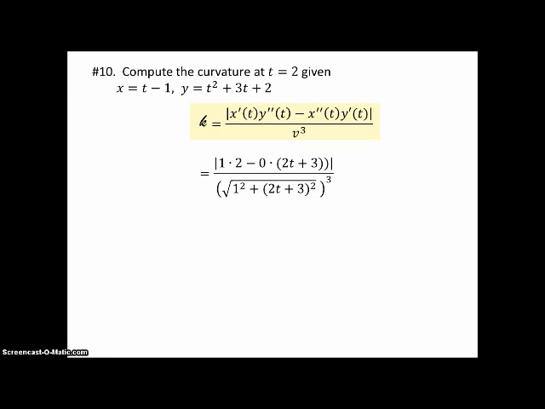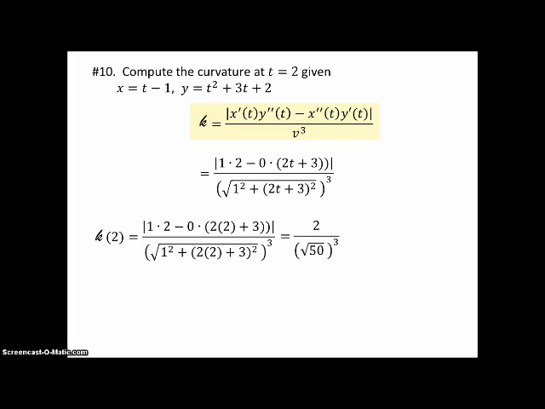And then we square the first derivatives in our formula for the length of the velocity vector. So then we put 2 in for t and do a little bit of arithmetic and a little bit of simplification. And if you prefer, you can have a decimal approximation.